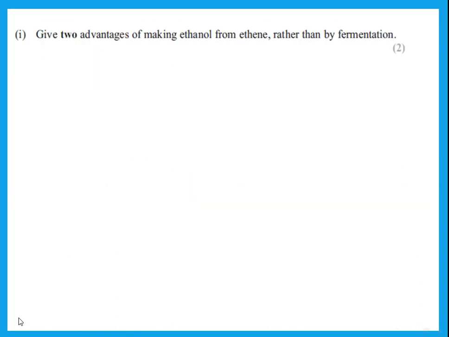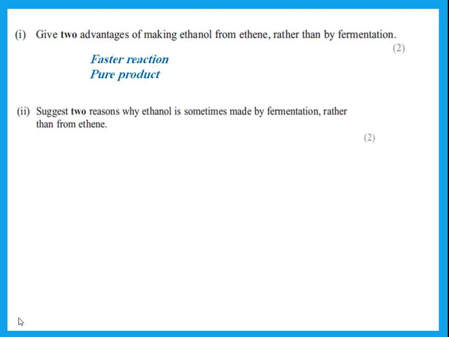Give two advantages of making ethanol from ethene rather than by fermentation. Remember that we said we make ethanol either by hydration of ethene or by fermentation of glucose. So what is the advantage of making it from ethene? Remember we said ethene, making it from ethene. This is a faster reaction and the product that is obtained is a pure product.